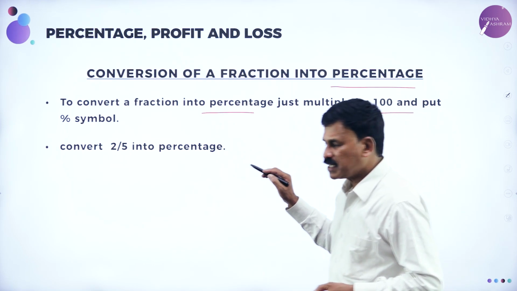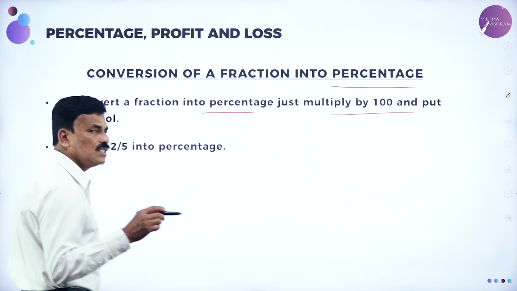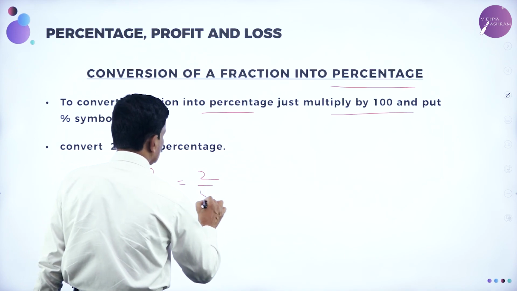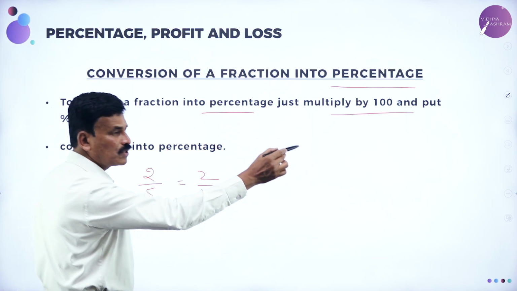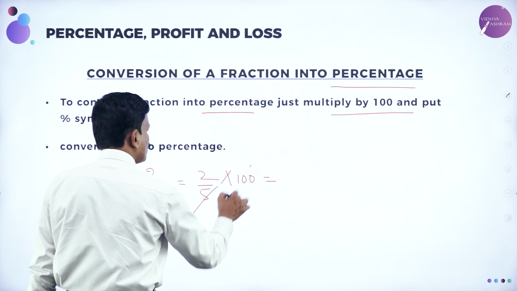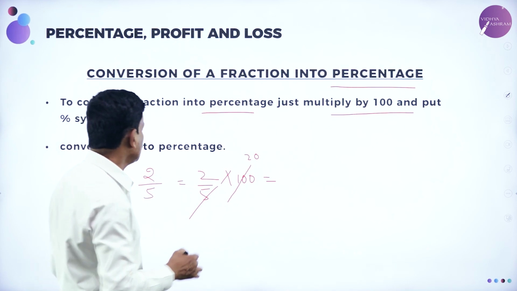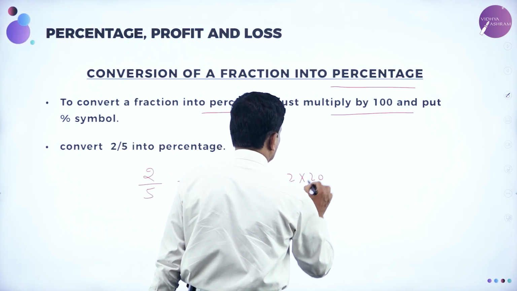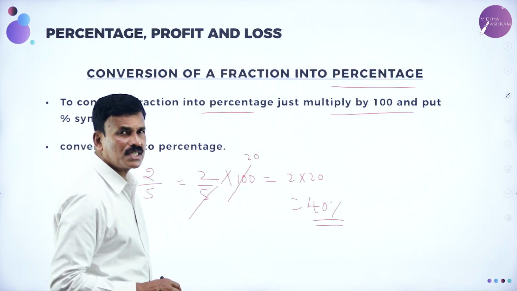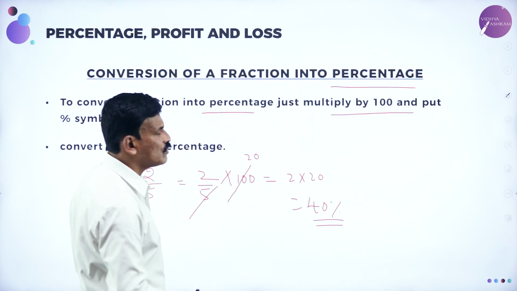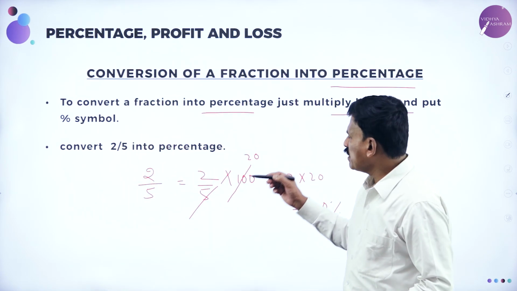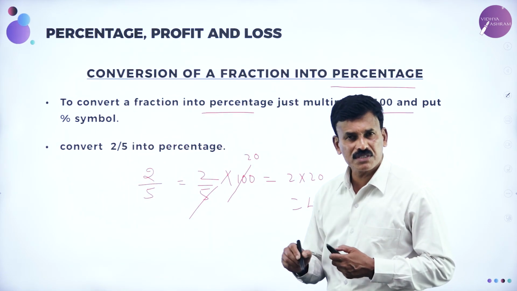That means to convert a fraction, here 2 by 5 is a fraction. Just to convert the fraction into percentage, multiply by 100. 5 into 20 is 100, and 2 into 20 is 40%. So 2 by 5 is nothing but 40%. This is how we calculate the fraction in terms of percentage. Now let us take a simple problem. You may expect this type of question for 1 mark.